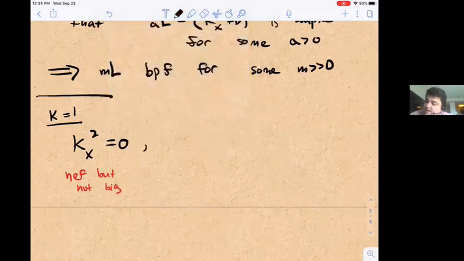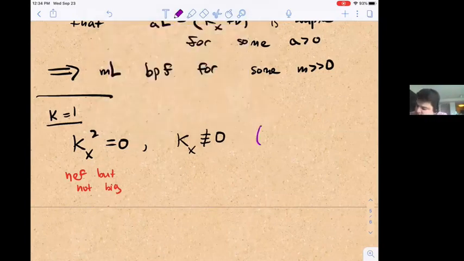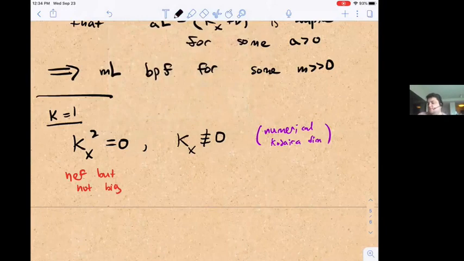But K itself is not 0 numerically, because we know our growth rate of sections is positive. So this kind of condition has a notion of numerical Kodaira dimension. This is a condition that says the numerical Kodaira dimension is 1, because 1 is the first power where it's not numerically trivial.